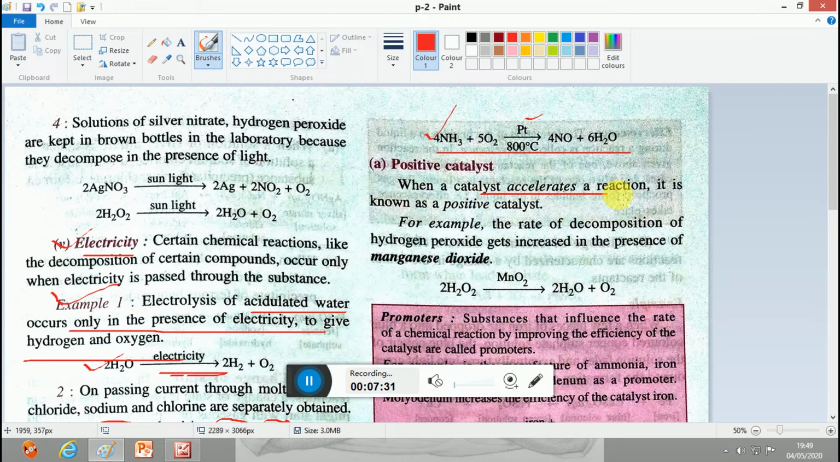As we have discussed, when a catalyst accelerates or increases the rate of chemical reaction, it is termed a positive catalyst. For example, the rate of decomposition of hydrogen peroxide increases in presence of manganese dioxide. It is a positive catalyst here.